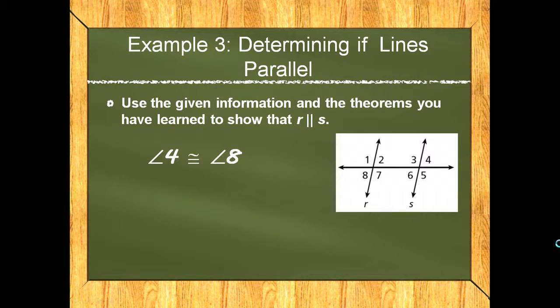Let's use the given information and theorems to show that R is parallel to S. We're given that angle 4 is congruent to angle 8. If I look on my diagram, angles 4 and 8 are on opposite sides of the transversal, and they're also diagonally apart from each other on the outside of the lines. These are alternate exterior angles. Since they are congruent and they are alternate exterior angles, then R is parallel to S by the converse of alternate exterior angles theorem.